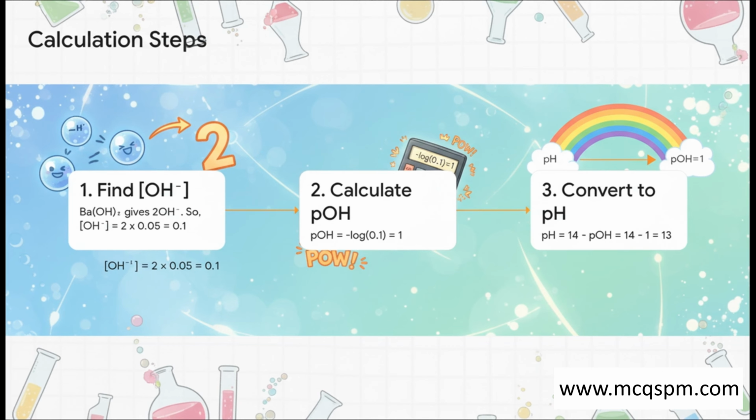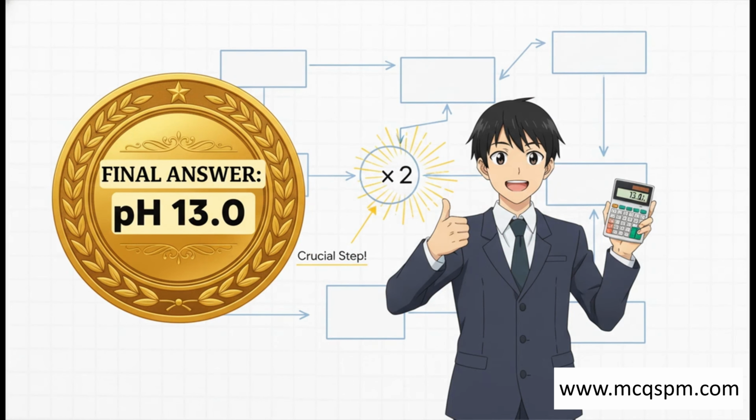It tells you that every single molecule of barium hydroxide releases 2 hydroxide ions. So many students forget this. You have to double the concentration they give you, so it's not 0.05, it's 0.1. Once you do that, the rest is easy. pOH is 1 and the final pH is 13. So just by remembering to look for that tricky subscript and account for both hydroxide ions, we correctly get to our final answer of pH 13.